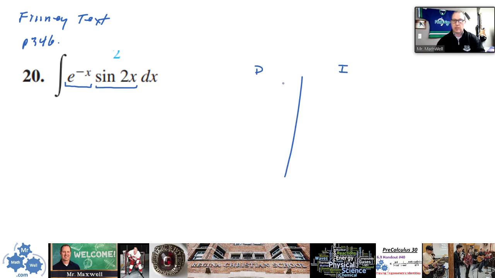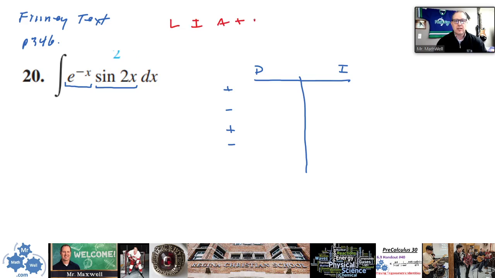Whoa, that's crooked. We want to figure out the signs, plus, minus, plus, minus. We want to figure out which one we want to use on the D column and which one we use on the I column. So if you go through this list, sometimes this helps.